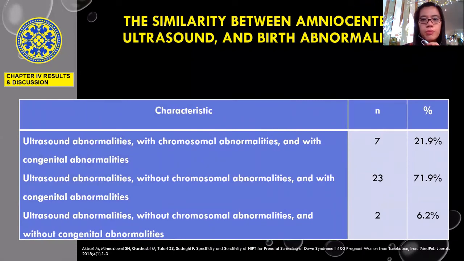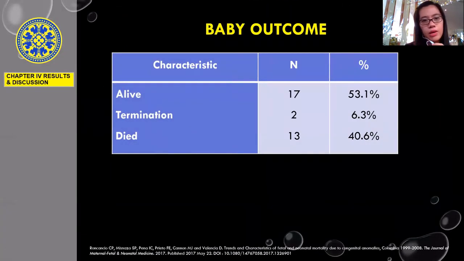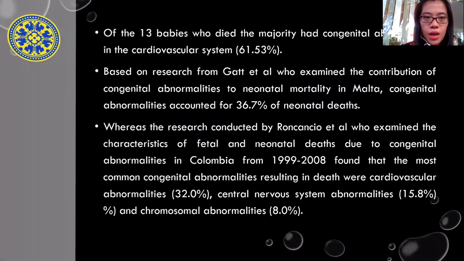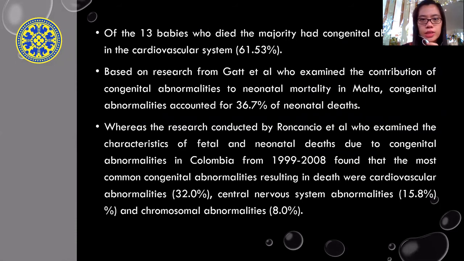And for the similarity between amniocentesis, ultrasound, and birth abnormalities: ultrasound abnormalities with chromosomal abnormalities and with congenital abnormalities, there were 7 patients; ultrasound abnormalities without chromosomal abnormalities and with congenital abnormalities, 23 patients; and ultrasound abnormalities without chromosomal abnormalities and without congenital abnormalities, 2 patients. And the baby outcome: alive 17 patients, termination 2 patients, and died 13 patients. Of the babies who died, the majority had congenital abnormality in the cardiovascular system.